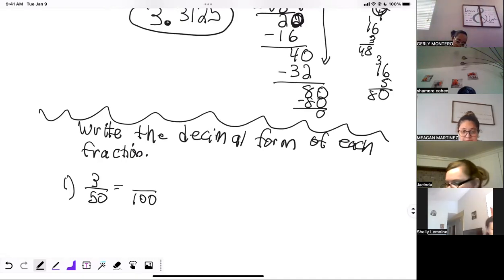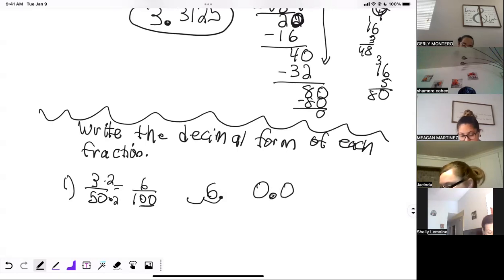If I want 100, I'm going to multiply this by 2, which means I multiply this by 2, which makes 6/100. So 6/100, like we talked about before, means that I'm making this smaller by 2 decimal places. So I take my 6, there's my decimal place, and I'm moving it back 2, 1, 2. So my decimal form would be 0.06.